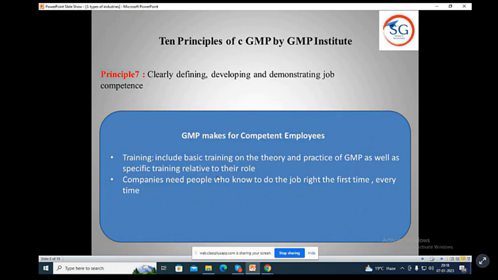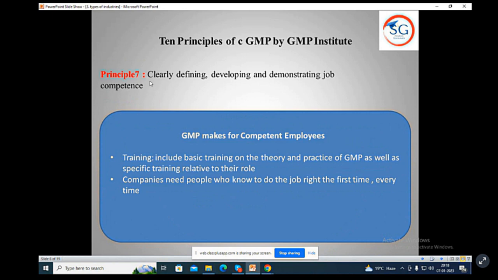Next, principle 7 is clearly defining, developing, and demonstrating the job competence. Once you are joining in a company, you will sign a document called job description or JD, which will tell what all the works you are trained in and what activities you should be involved in. Any activity which is not mentioned in your job description, you should not perform in the company. So the job description should be clearly defined. This is the principle 7.